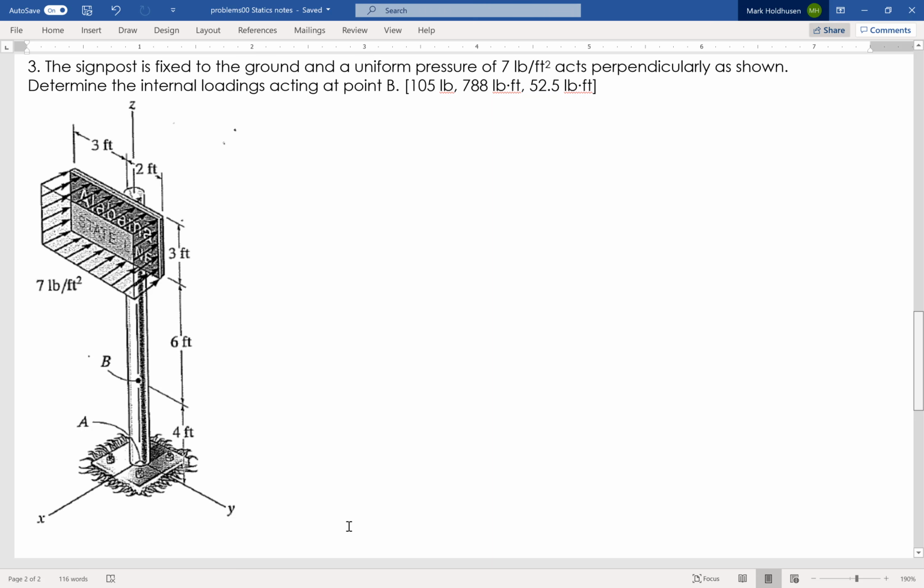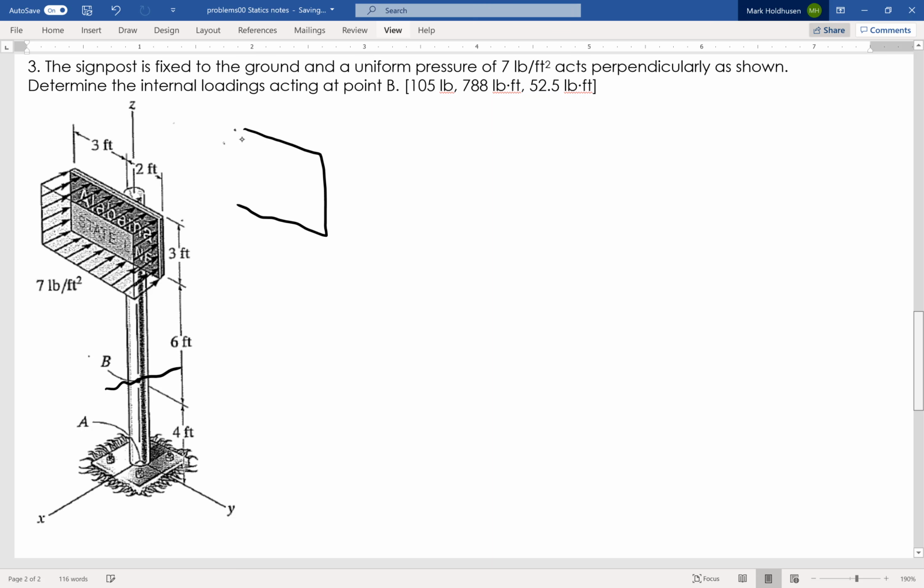So I'll start by drawing a free body diagram. Since I'm trying to find the internal loads, I want to cut it at B and draw above there. I don't need to find the reactions here because I've got all the loadings on the top piece. So I'll just draw the top part of this problem and solve directly for those internal loads at B. Now this is in 3 dimensions, so it works a little different.